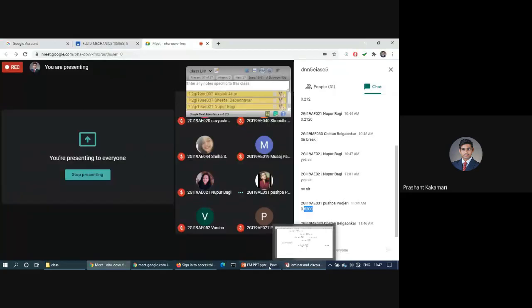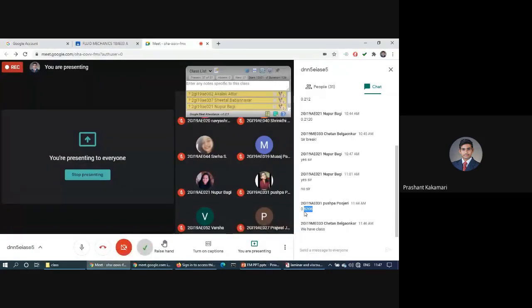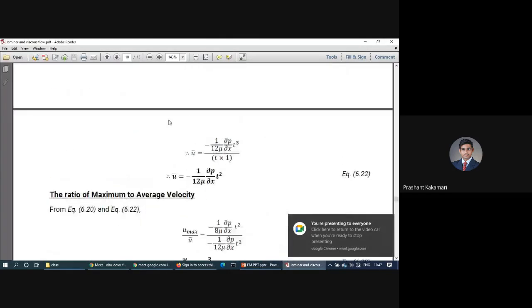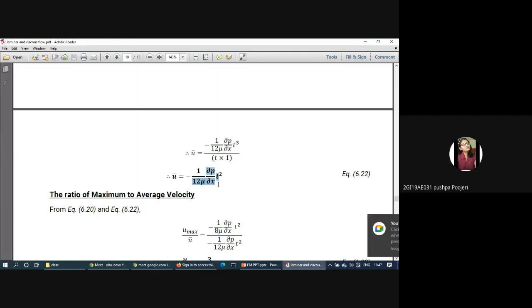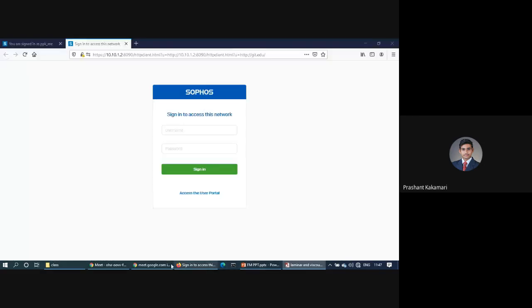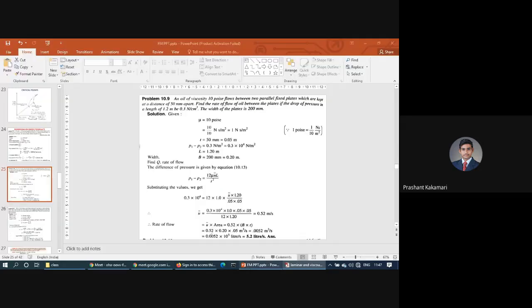So see here, all of you. Pushpa has got 0.5208 as the average velocity from the average velocity formula. I think you have used this formula, correct? Yes, sir. Or if you go by this formula, U bar is around, also I think it will come same. That will also be 0.5208 only, I think, correct? Yes, sir. Okay. So thank you very much.